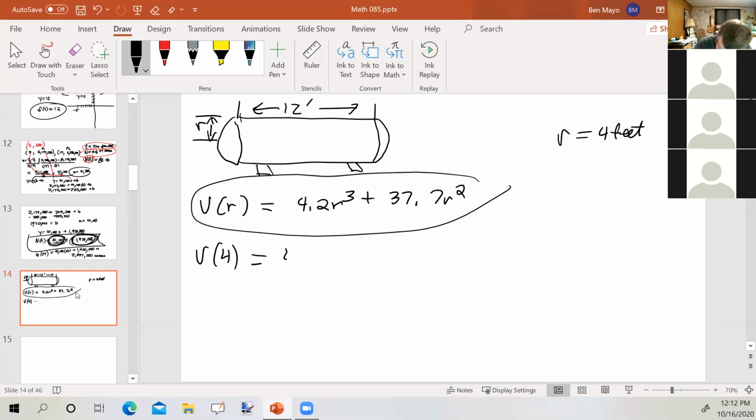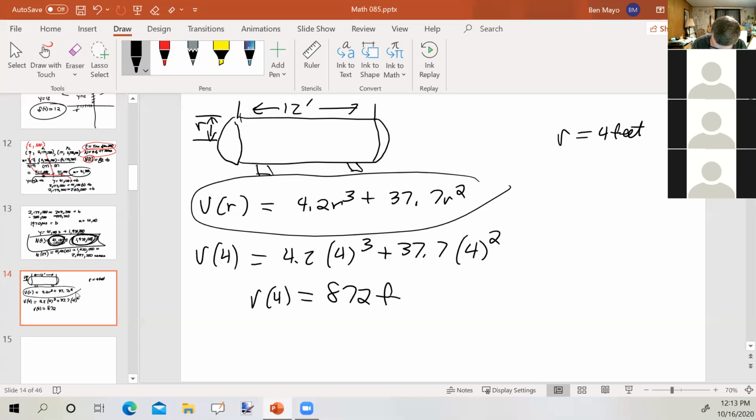Good job. So 4.2 times 4 cubed plus 37.7 times 4 squared. And let's see, in the calculator, what do I get? 4.2 times 4 cubed plus 37.7 times 4 squared. And I'm getting 872, and that would be cubic feet because it's three-dimensional. All right? You okay with that? Yes.